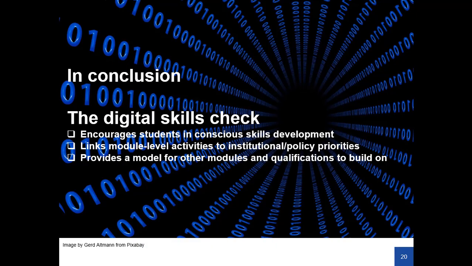Students are time poor and sometimes see reproducible knowledge rather than skills as the point of learning. The digital skills check countered this by encouraging them to take a conscious approach to skills development. It demonstrated how module-level activities can directly promote institutional priorities, and it's already been adopted by at least one other module this year.